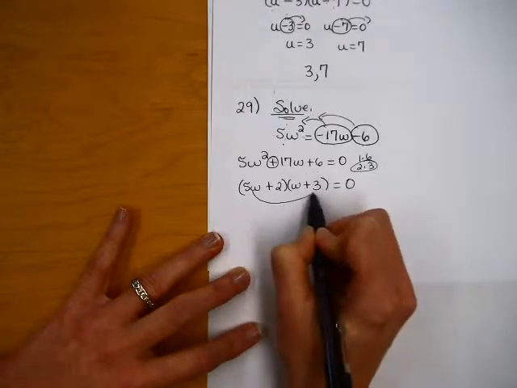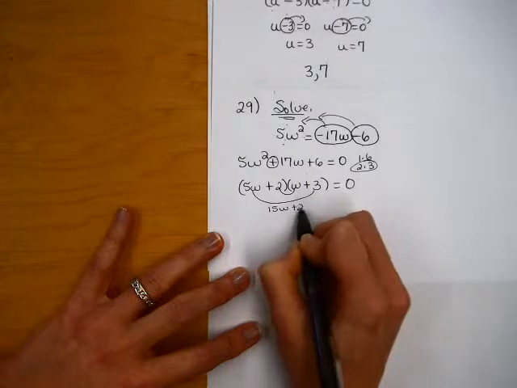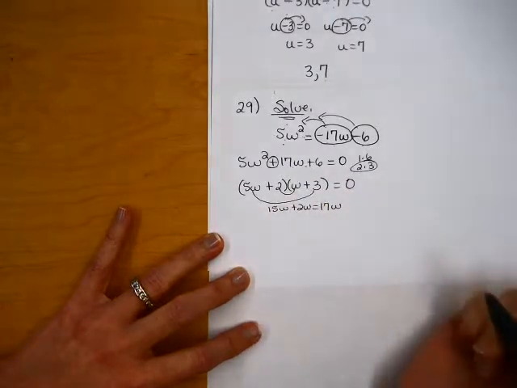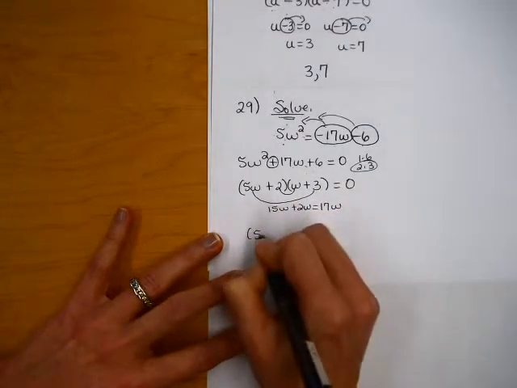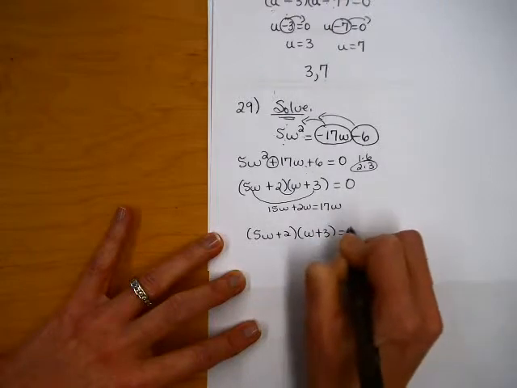So let's check. Outer times outer would be 15W. Inner times inner would be 2W. And that together would give me my 17W that I need in the middle. So this is factored correctly. I'm going to rewrite it here. So this is what we have so far.